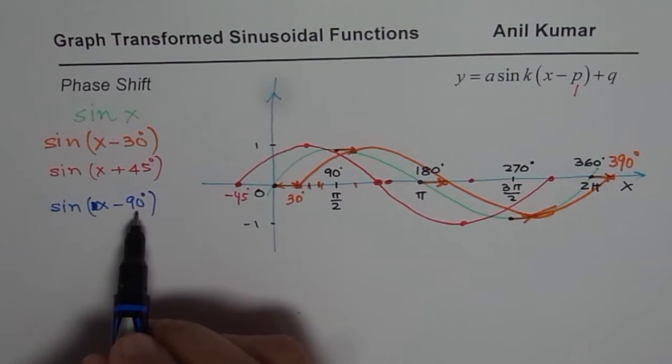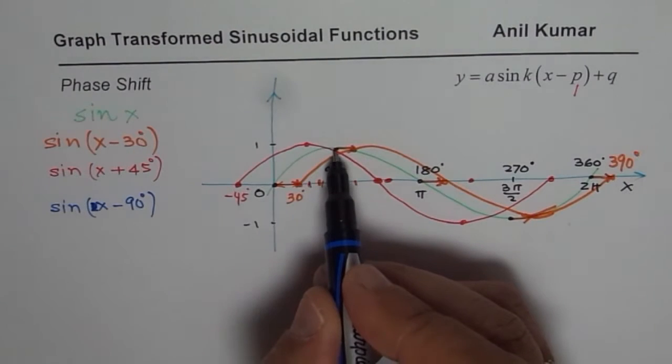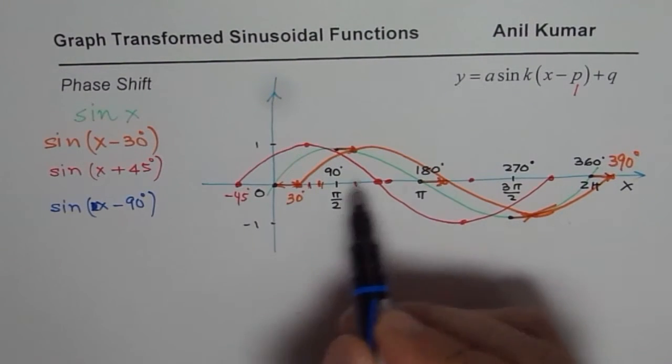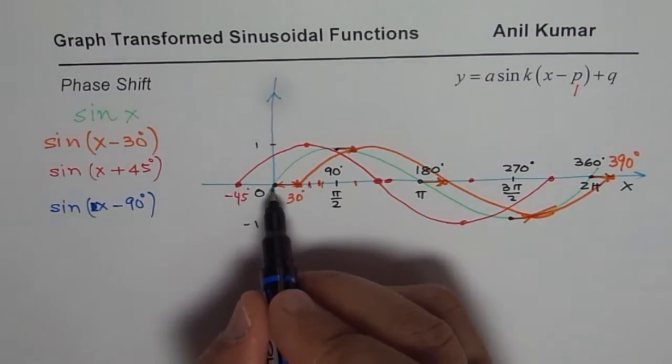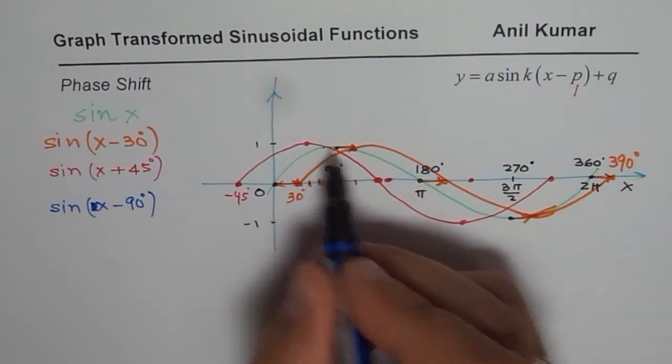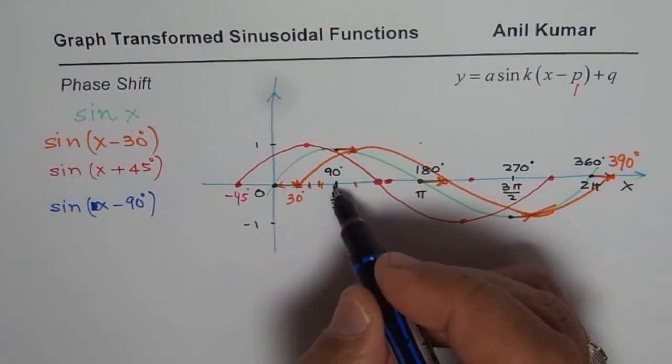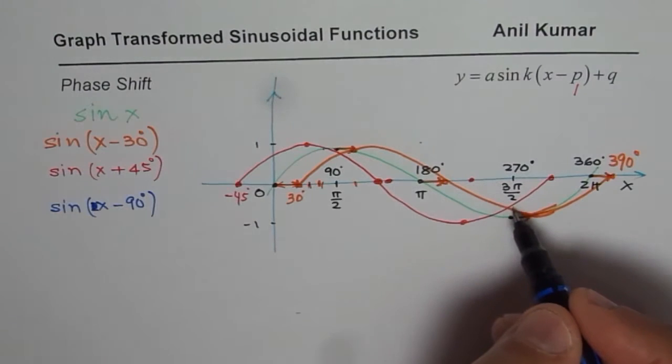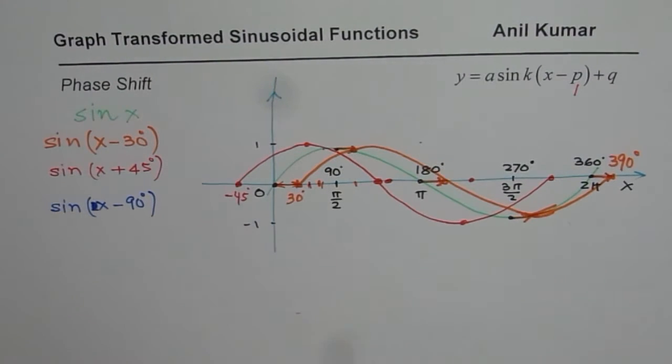Now what does that mean? Minus 90 degrees means that you're going to move each point towards the right by 90 degrees, correct? So this point will come here, that point will move to this place. So you have a wave which goes like this, correct? I'd like you to sketch this on your own, right? So that one is for you to do.